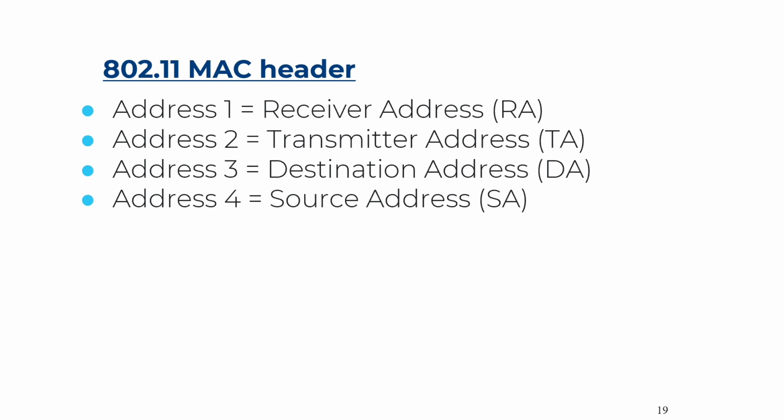So again, 4 types of addresses: the receiver address, the transmitter address, the destination address, and the source address. This is what we're going to be looking into when we look into how these 4 get used. So let's get into how they get used, especially when you're transmitting or receiving. Let's look into that next.